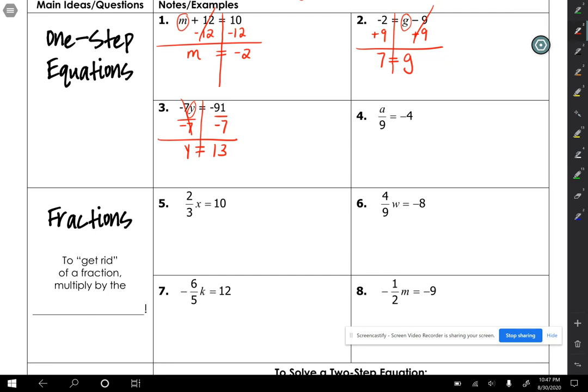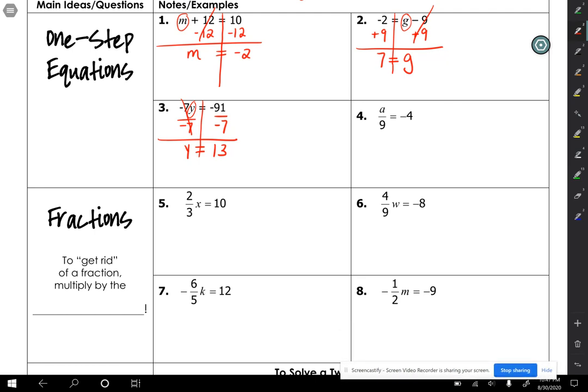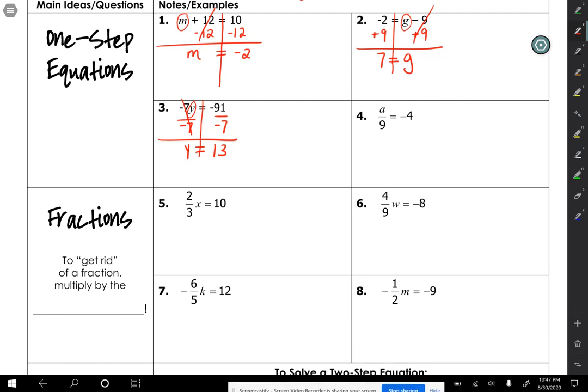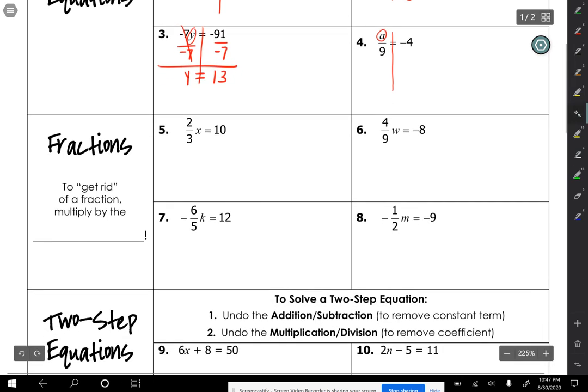Okay. Now for number 4, I need the a to be by itself. Again, I'm going to draw my line. This is a divided by 9 equals negative 4. To get the divided by 9 to go away, for the a to be by itself, I need to multiply both sides by 9 because that's the opposite of dividing. Okay. And these are going to cancel out, leaving me with a equals, sorry, that looks like a 9. Hold on. a equals negative 4 times 9 is negative 36.